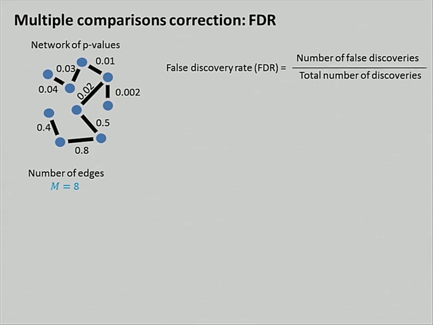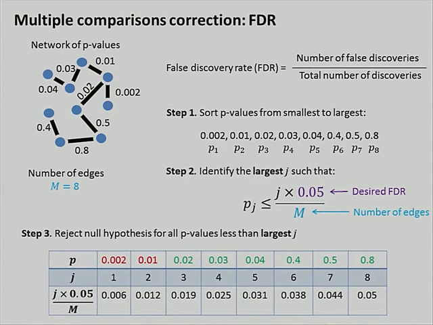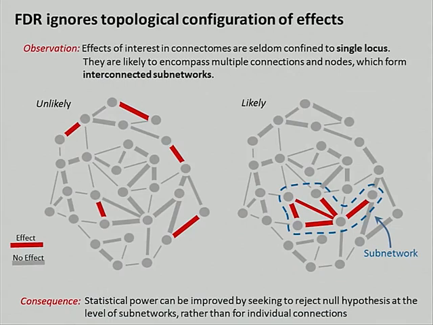I've given an example of FDR on a toy network in my slides. I won't go through the mechanics of that here. You can take a look at my slides and work through the example if you want to learn more about the false discovery rate correction. But what I would like to say is that generic methods, such as the false discovery rate and Bonferroni, ignore the topological configuration of effects.